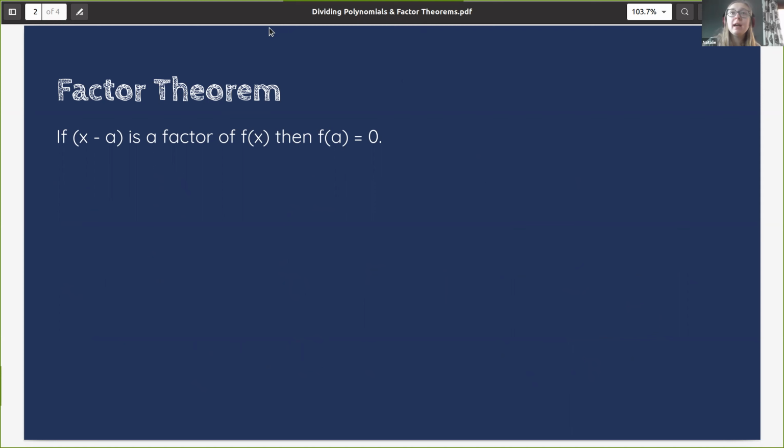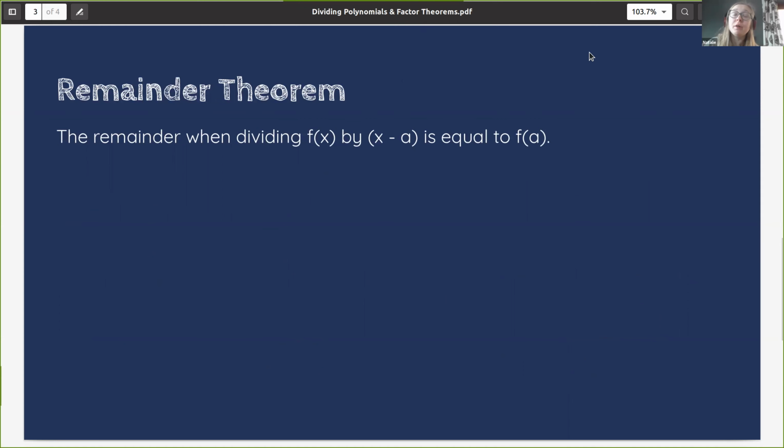Now, the next thing we're going to look at is the remainder theorem, which you might not have heard of, but the factor theorem is actually a very specific example of the remainder theorem. The remainder theorem states that the remainder when dividing f of x by x minus a is equal to f of a, which is a generalization of the factor theorem, because the factor theorem states when dividing f of x by x minus a, you would get 0 as your remainder, which is equal to f of a.